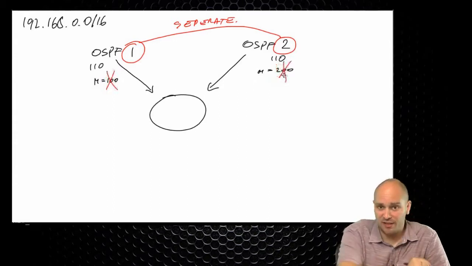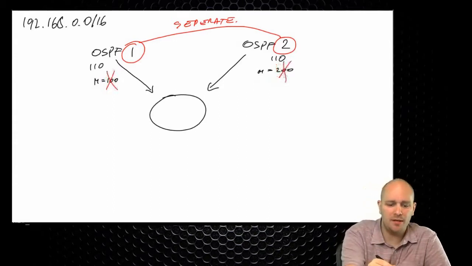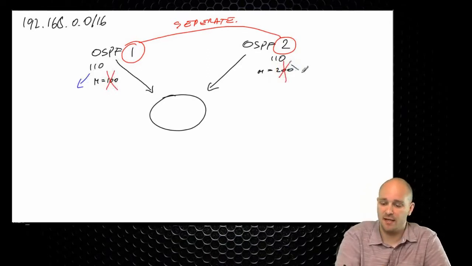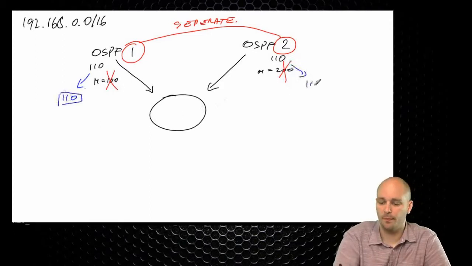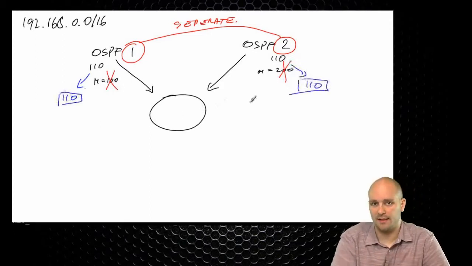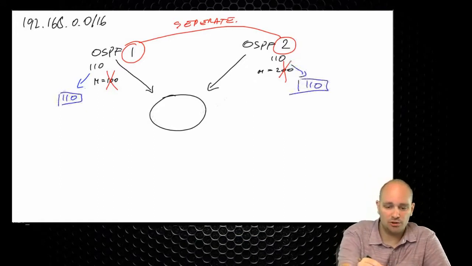In this case, the metrics cannot be compared. So what can be compared? Well, what we can compare is the original admin distance. Well, the problem there is that the original admin distance is exactly the same. So this also won't help us make a determination.